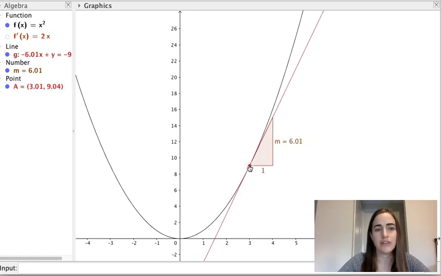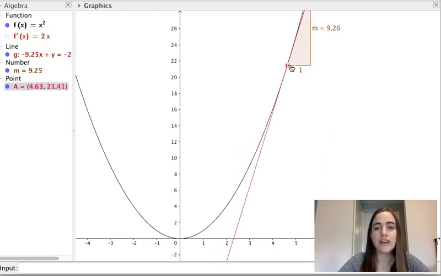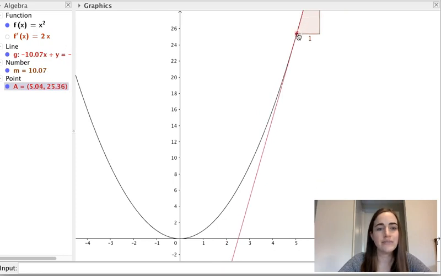Don't know if I can get it perfect. No, not quite. But I can get it to 3.01, and that has a gradient of 6.01, so that's pretty close to our 3 and 6 that we actually figured out. If I pulled it up to 5, you can see that my gradient is increasing. And it's gone off the screen there, but you can actually read that the gradient there is 10, which is what we found, which makes sense because the gradient has to be bigger.